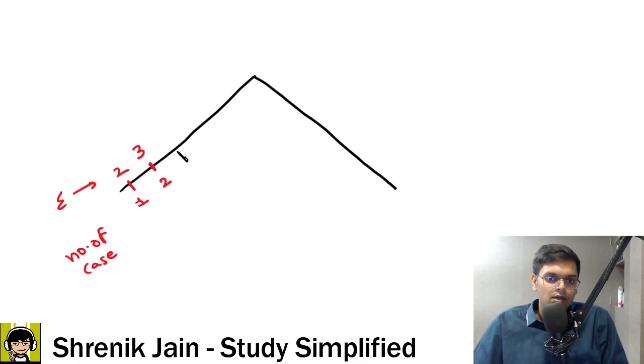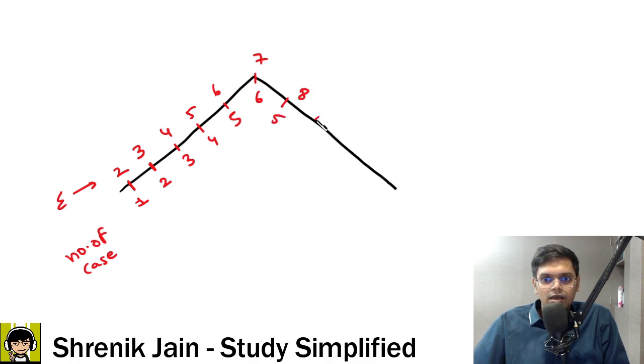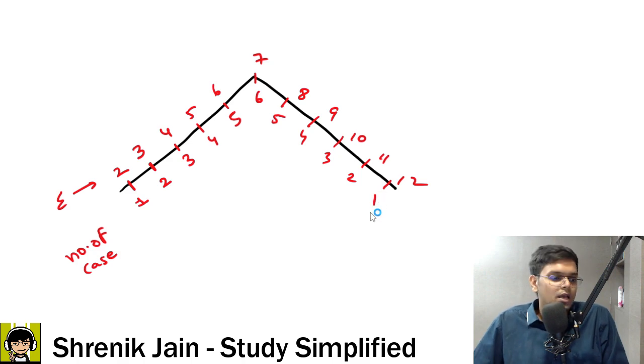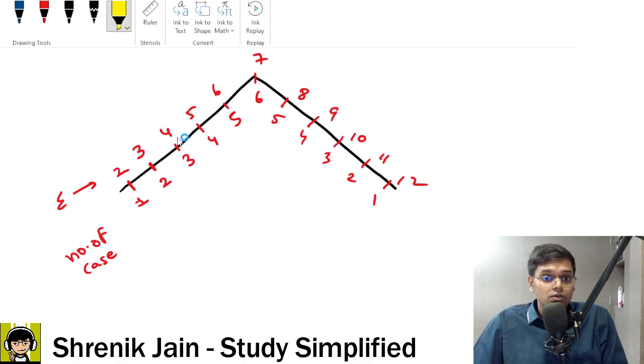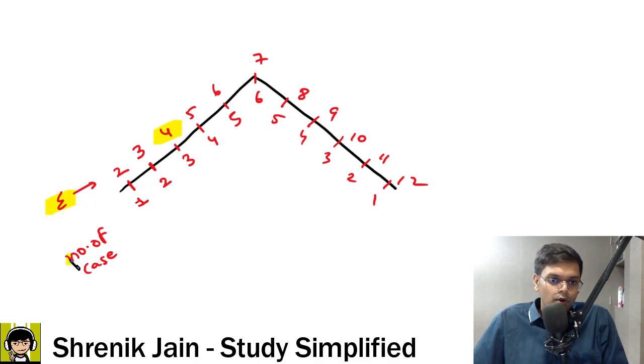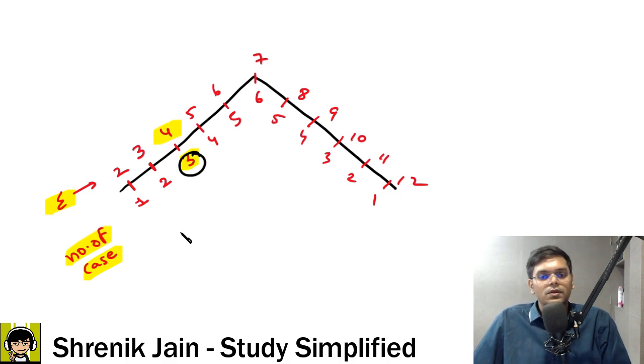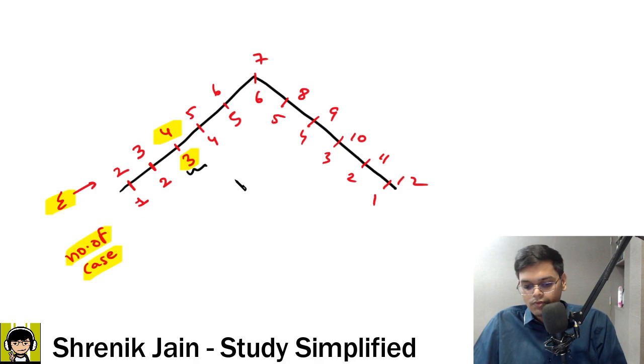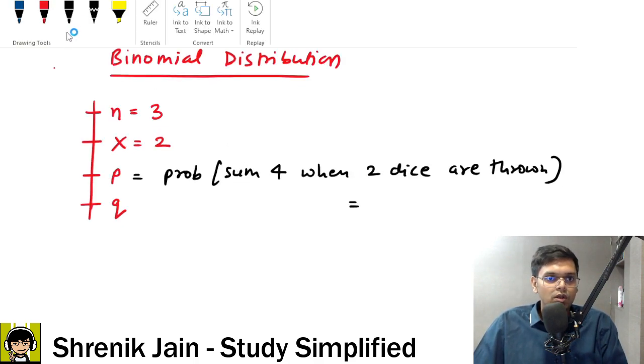Similarly, now you have understood the pyramid. Sum 4, 3 cases. Sum 5, 4 cases. Sum 6, 5 cases. Sum 7, 6 cases. Yes or no? Then sum 8, 5 cases. Sum 9, 4 cases. Sum 10, 3 cases. Sum 11, 2 cases. Sum 12, 6 and 6, only 1 case. But sir, they needed sum 4. So the number of cases is 3. I hope you understood. If you have understood this scenario, then please check it out, everyone.